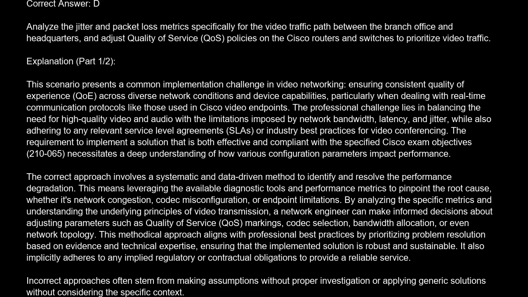Correct answer is D. Analyze the jitter and packet loss metrics specifically for the video traffic path between the branch office and headquarters, and adjust quality of service (QoS) policies on the Cisco routers and switches to prioritize video traffic.